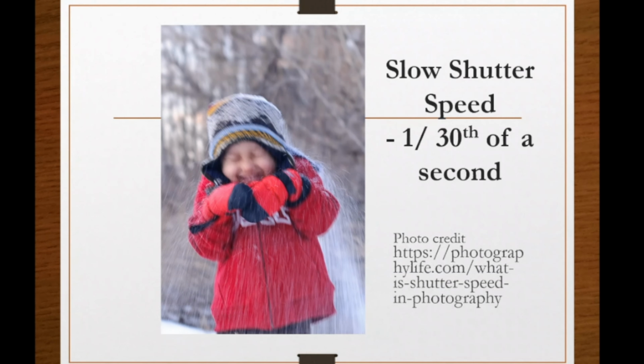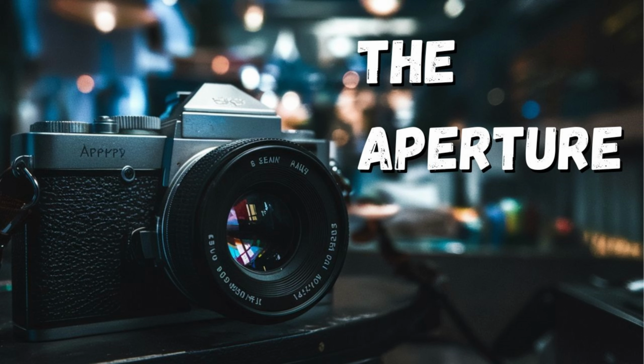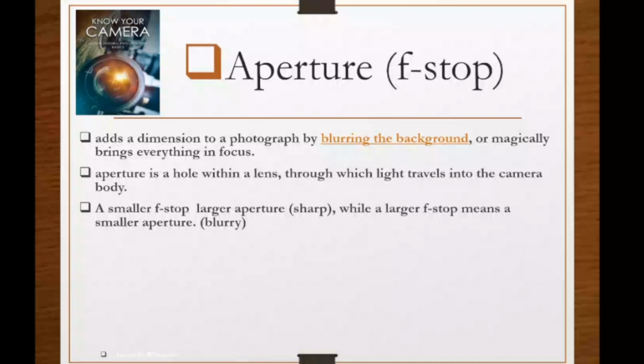The aperture, or what we call the f-stop, refers to the opening in the lens through which light enters the camera. For aperture, lower f-stop numbers mean a large opening, allowing more light and creating a shallow depth of field, the blurry background. Higher f-stop numbers mean a smaller opening, resulting in greater depth of field.